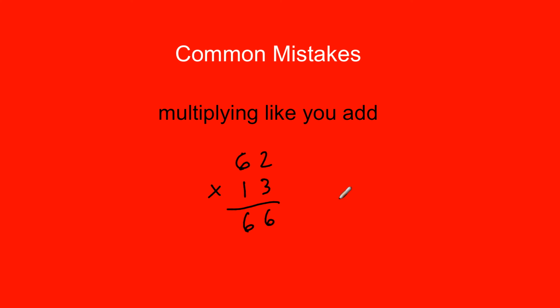I'm done, right? But this has to seem kind of ridiculous to you, right? If I take 62 and I add that 13 times, I'm really only going to get 66. This is the wrong way to do it. All right, so back the video up and watch the right way if you would like.